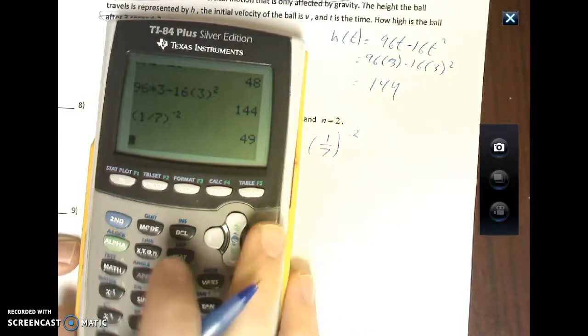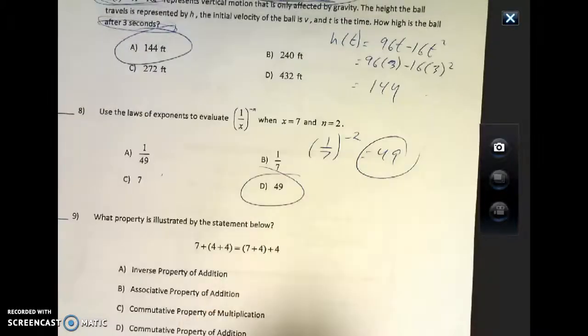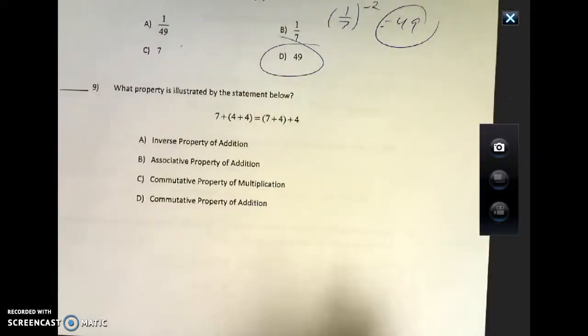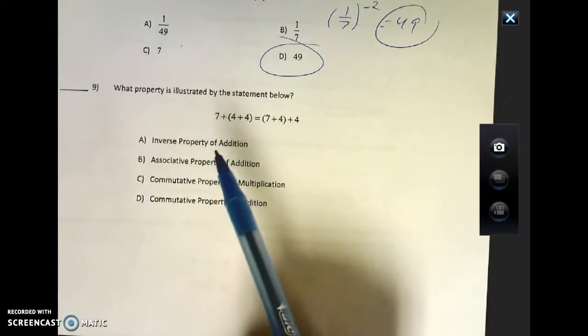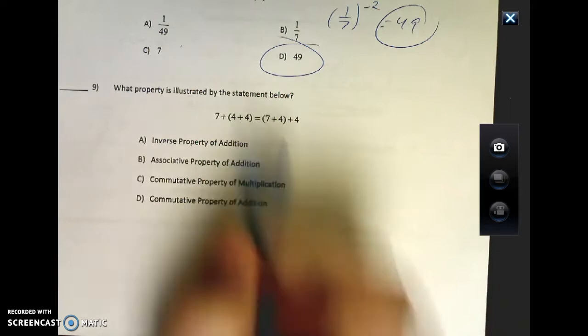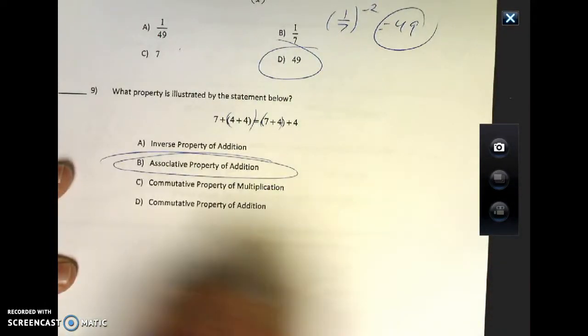Okay, 49. So it's just straight up putting stuff in the calculator. We get 49, we're good. What property is illustrated by the statement below? 7 plus (4 plus 4) equals (7 plus 4) plus 4. But the parentheses being moved around. You are associating different numbers. Okay? This is just your associative property.